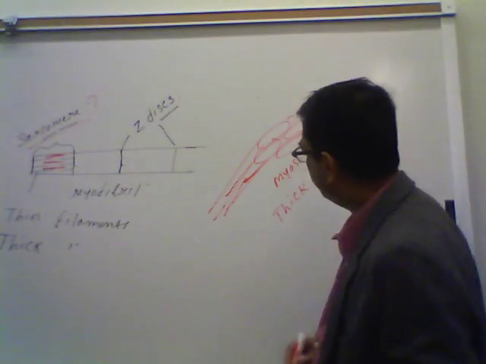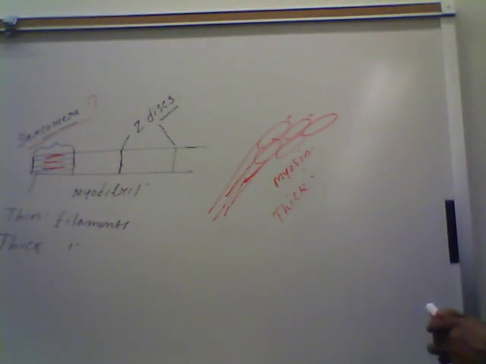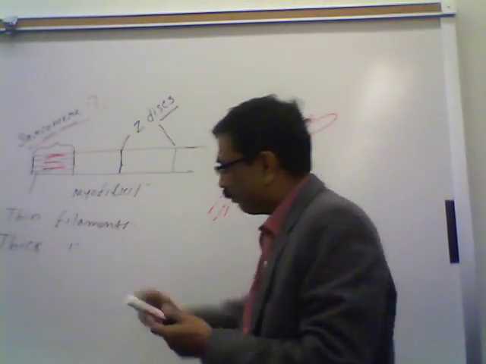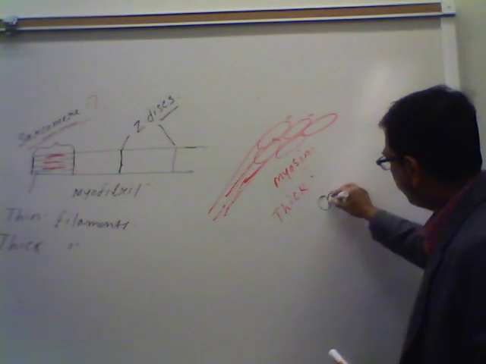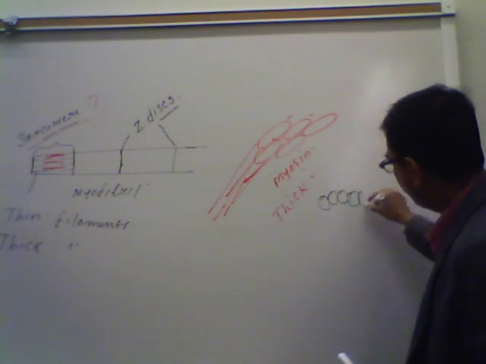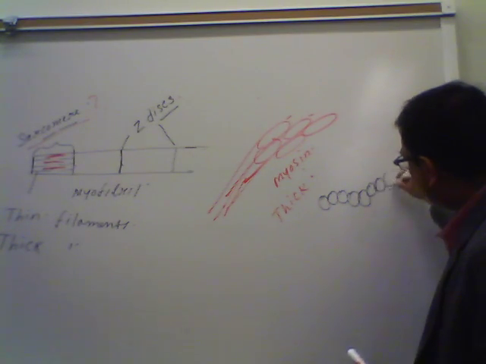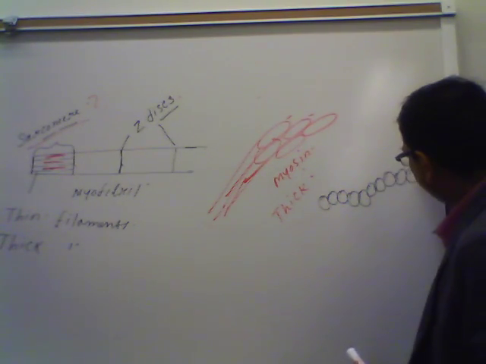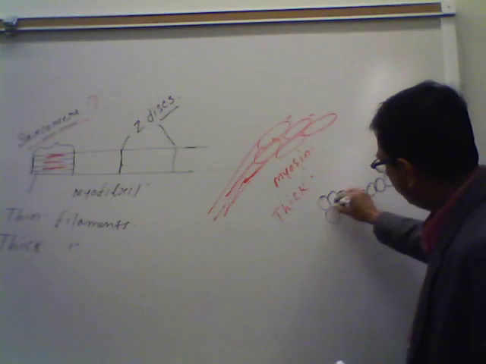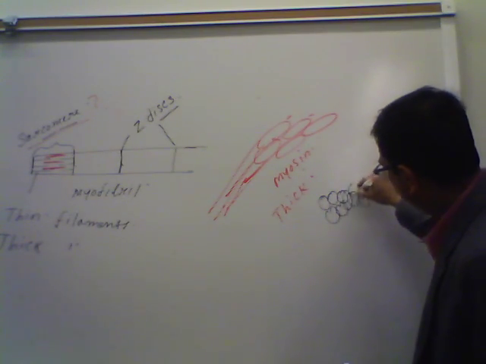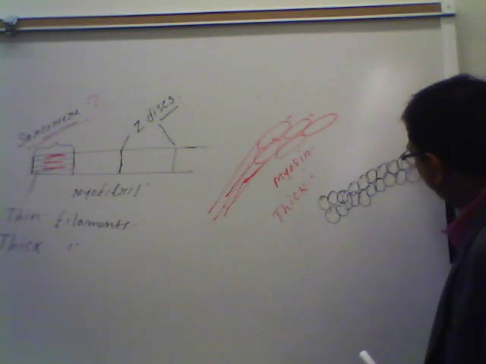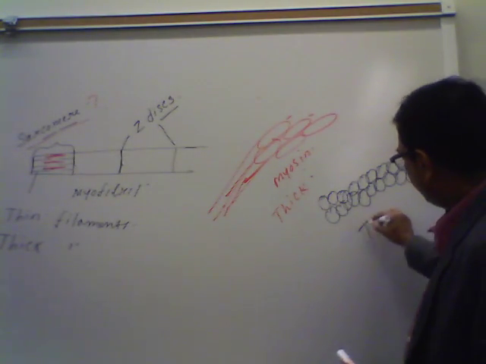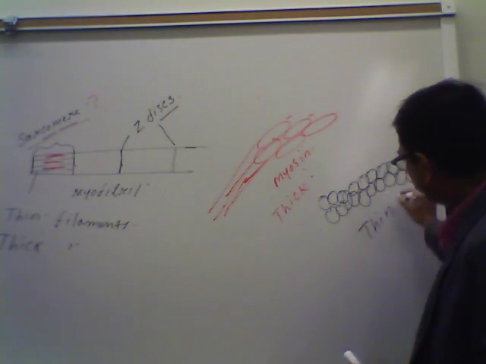This is the thin filament, and the thin filament is formed by two chains of actins. These balls are called actins. These are protein balls, and the actin balls form two chains, and that is the thin filament.